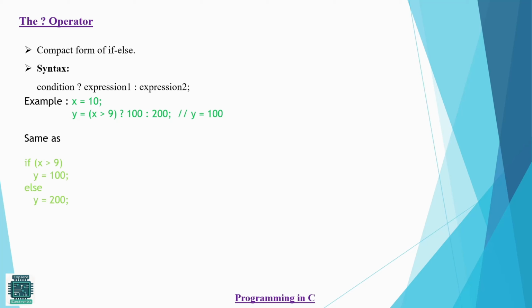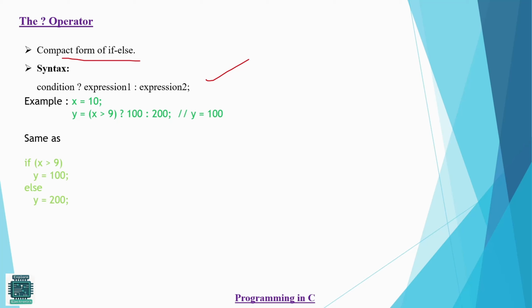And the next operator is the compact form of if-else operator. Here the syntax is condition, question mark, expression 1, expression 2. It's like if not, this next one is else. Like this condition. Here let me take it as an example.